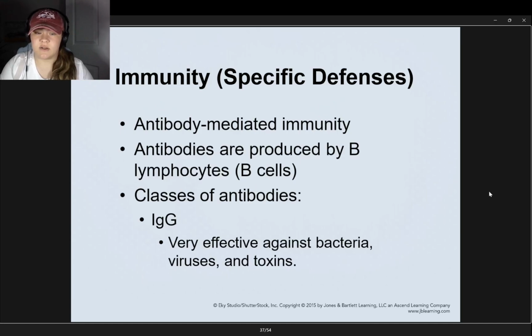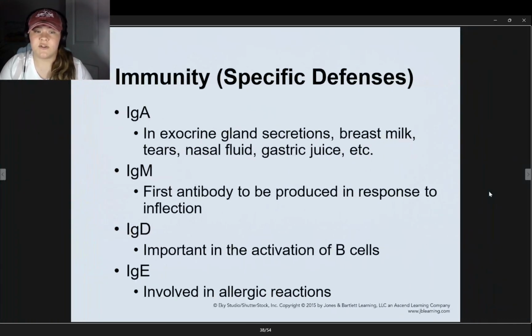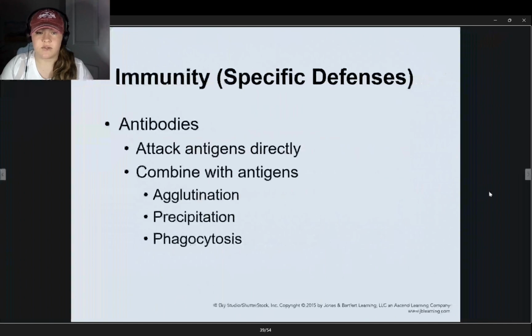Classes of antibodies: you've got IgG, which is pretty effective against bacteria, viruses, and toxins. IgA, which is in exocrine gland secretions, breast milk, tears, nasal fluid, gastric juice, etc. IgM, which is the first antibody to be produced in response to infection. IgD, which is important in the activation of B cells, and IgE, which is involved in allergic reactions.